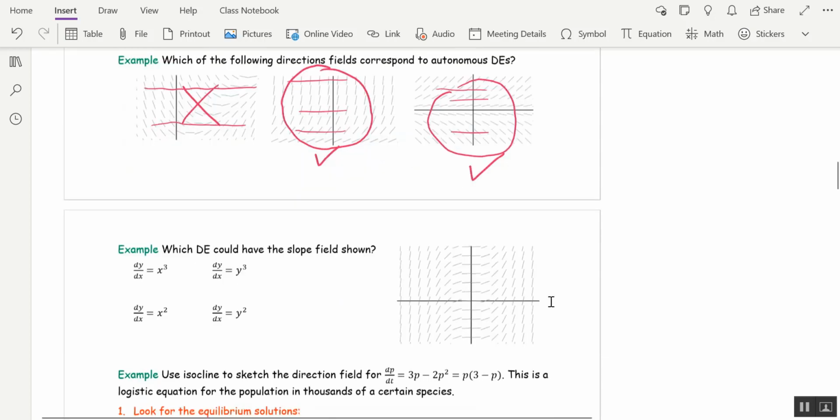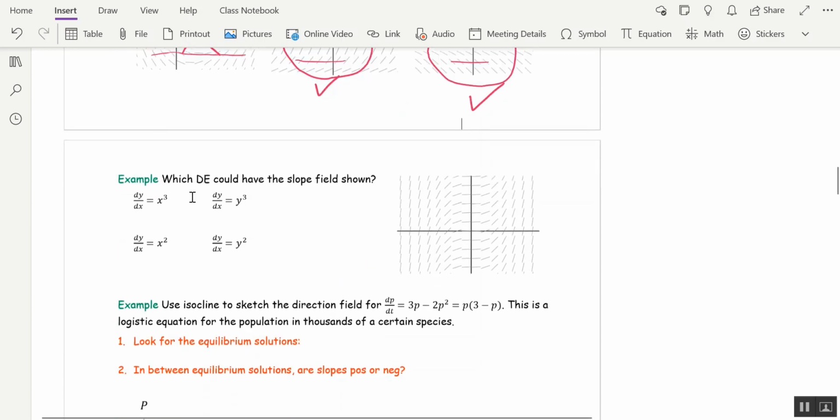So here is a fun exercise. You're given a few differential equations, in this case 4. Which differential equation could have this slope field shown? So part of this is just going to be by ruling some stuff out. So let's go for the low-hanging fruit.